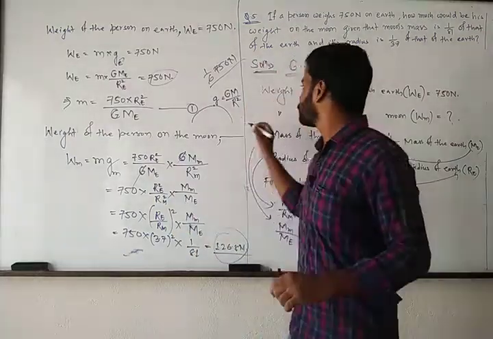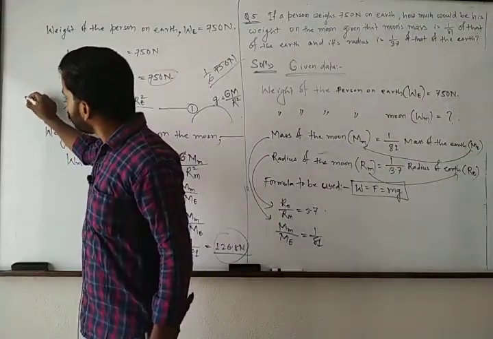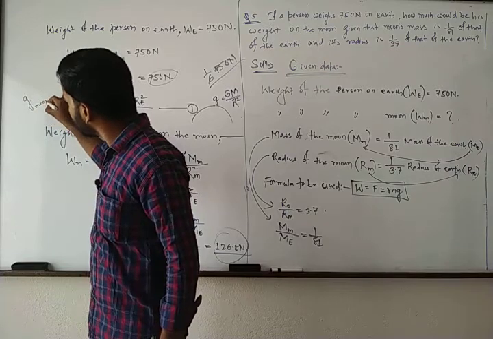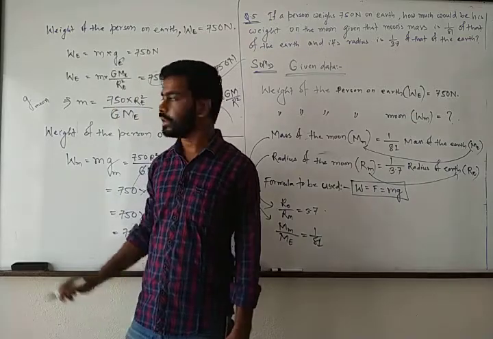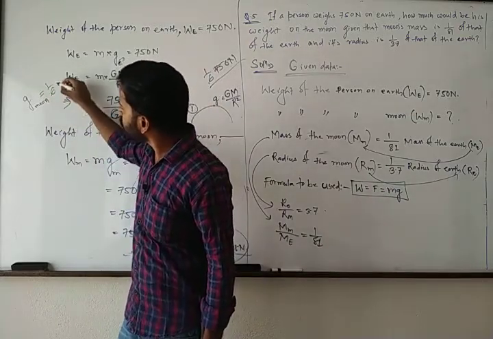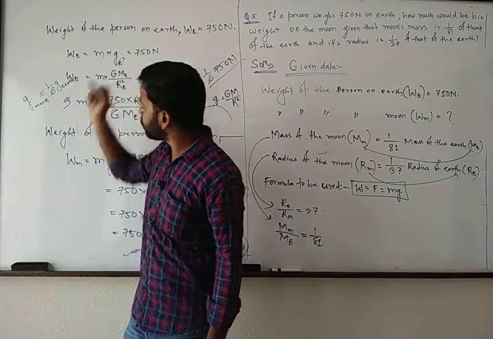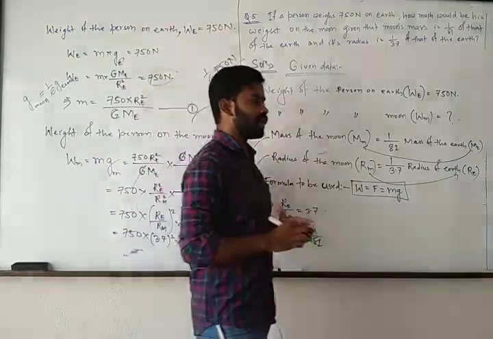The reason is, I have told you before that acceleration due to gravity on the moon is 1 upon 6 times the acceleration due to gravity on the earth. So in this way you can explain it.